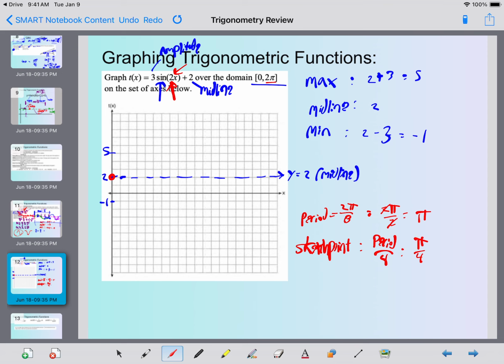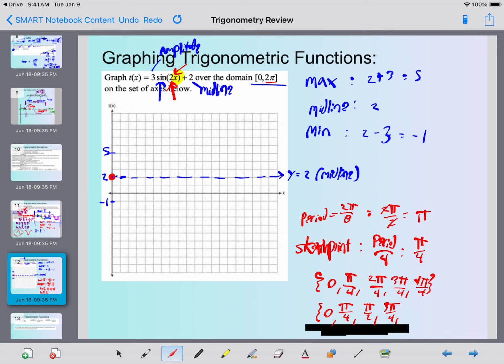So pi over 4. We start at the phase shift. Is there anything attached to x by addition or subtraction? No. So we start at 0. Go up by pi over 4. Another pi over 4. 2 pi over 4. 3 pi over 4. 4 pi over 4. Simplify. And I just showed one full cycle, but they actually want us to show till 2 pi. So if we only got up to pi, we're going to have to double this.